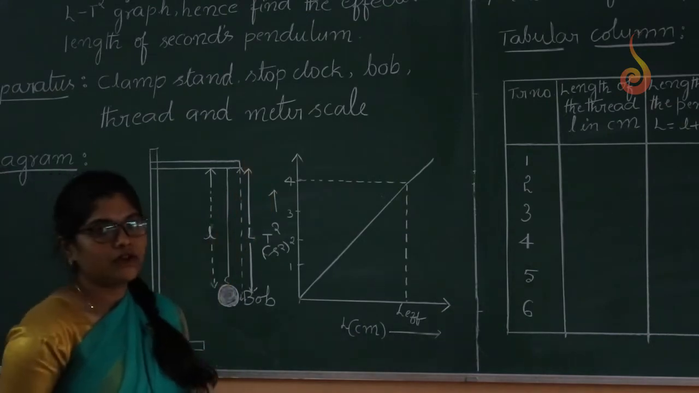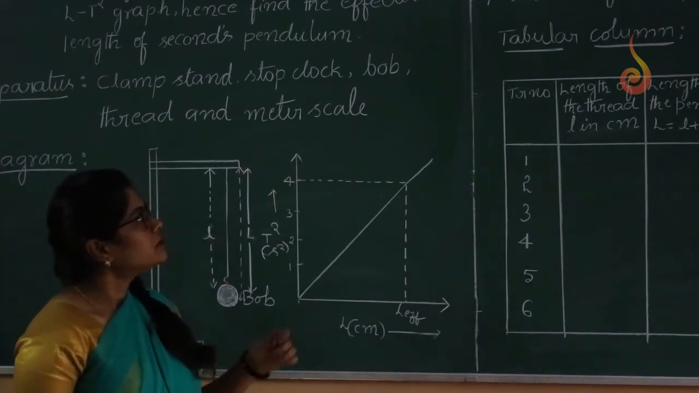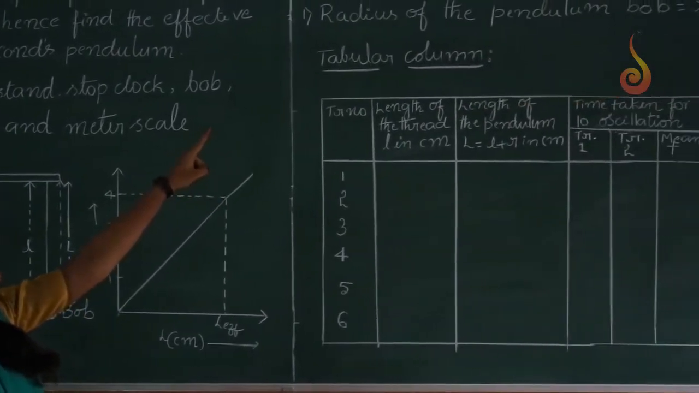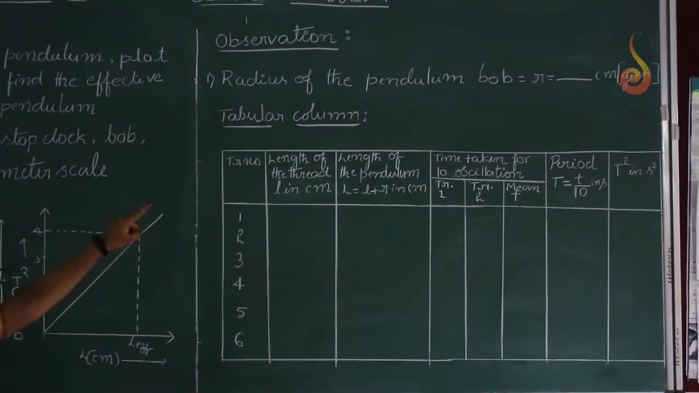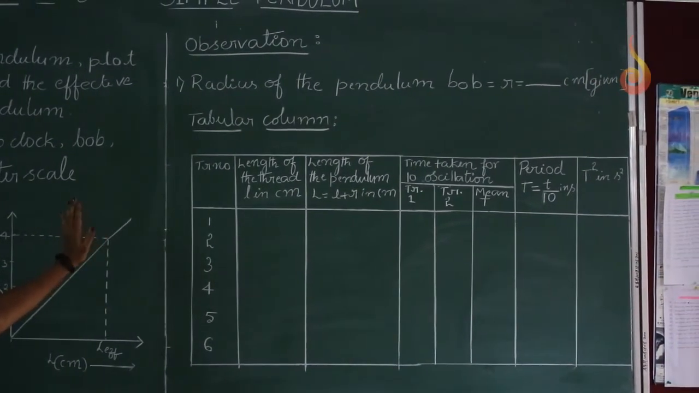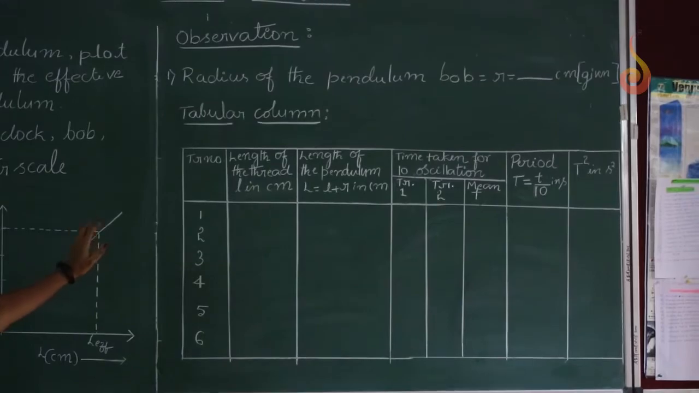Next we move on to the observation part. Here the observation that has been written is nothing but the radius of the pendulum bob, which is already given data and will be expressed in centimeters.